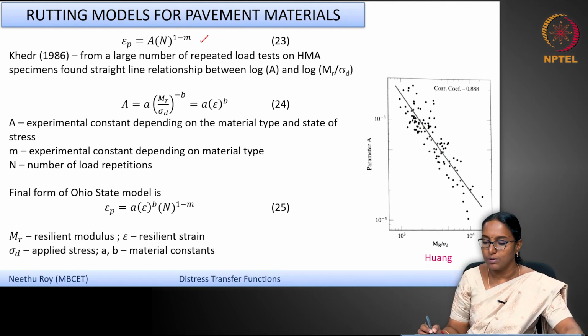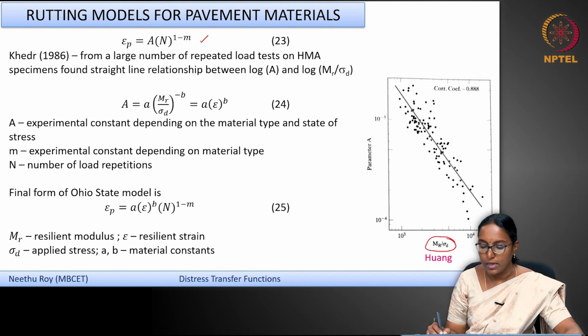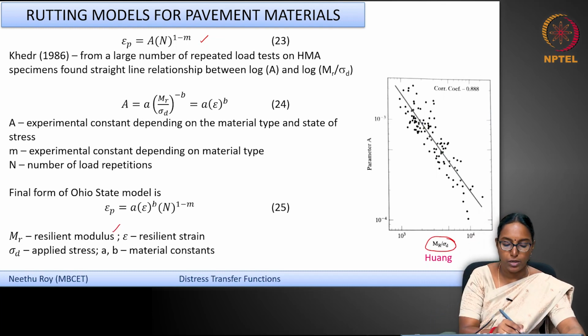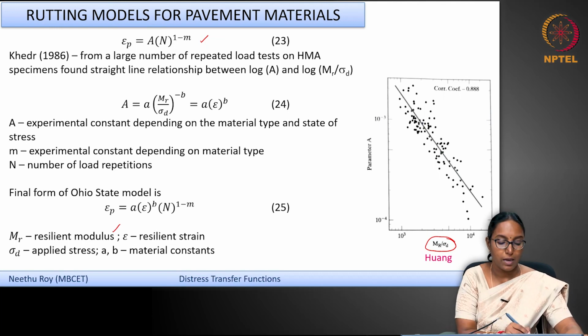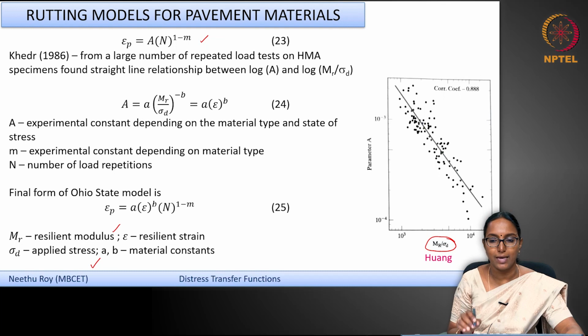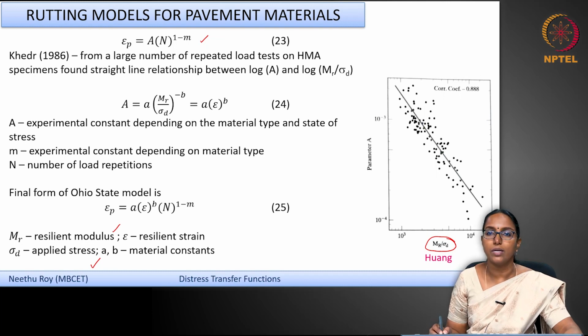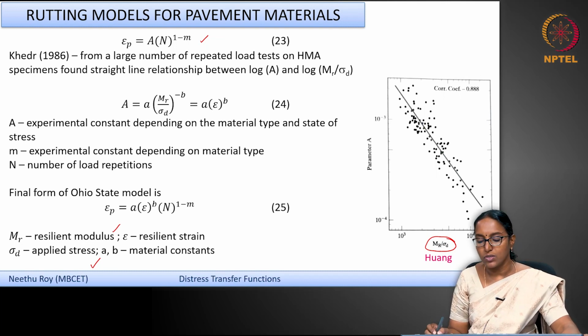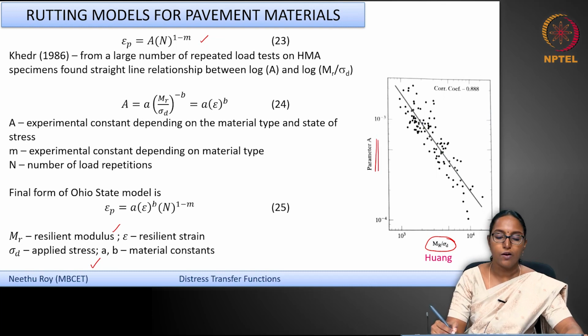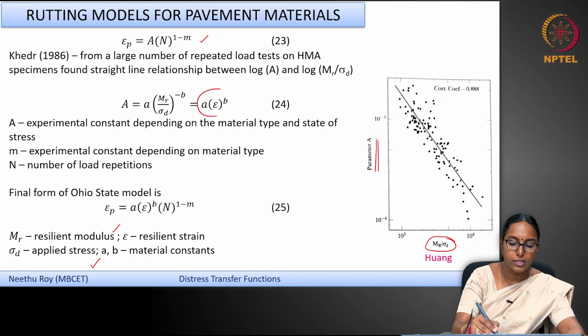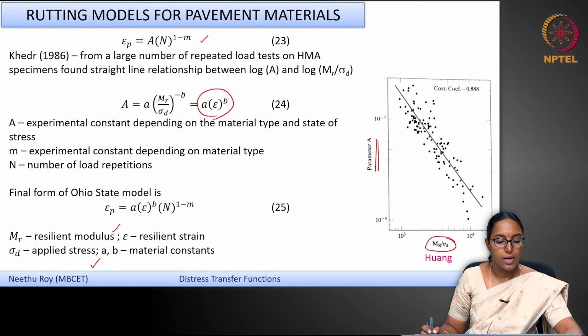So, as you can see here, there is a plot being made with MR by sigma D. MR actually represents the resilient modulus of the material, and sigma D represents the applied stress. So, you do a repeated loading test on the specimen having a modulus of MR and with a deviator stress level of sigma D, and MR by sigma D essentially represents the elastic strain. Okay, the elastic strain versus this parameter A from this expression shows that there is a linear variation. So, A itself can be written in terms of small a into epsilon raised to b, okay, where small a and b are the material constants.